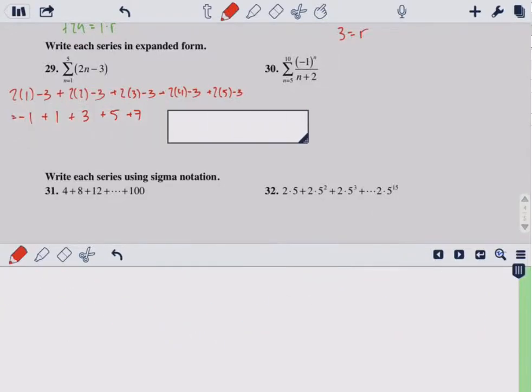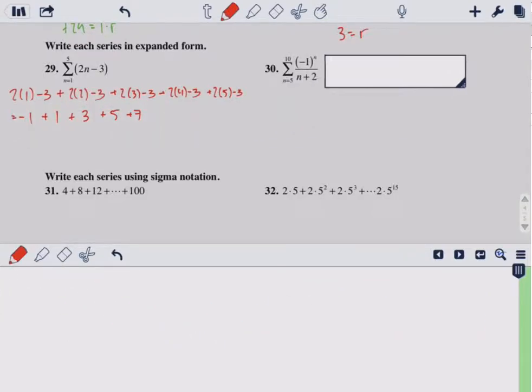So that's what that's equal to. Similar thing here, except we're starting with 5. So starting with 5, that's -1.